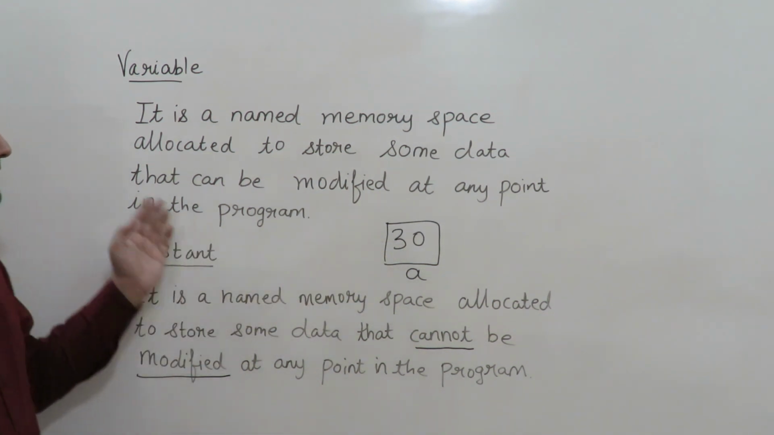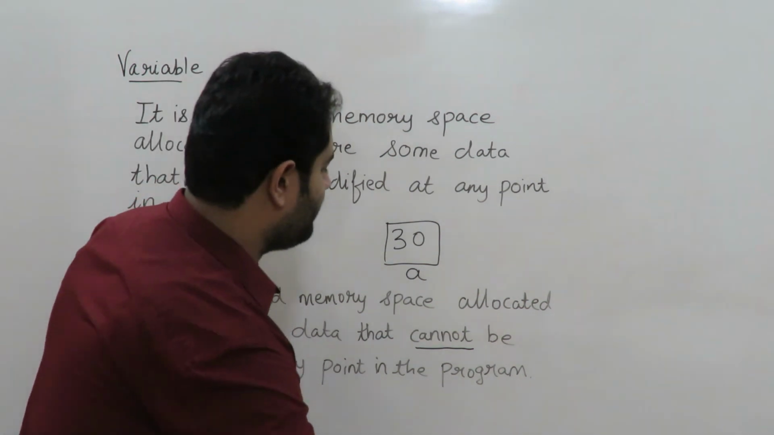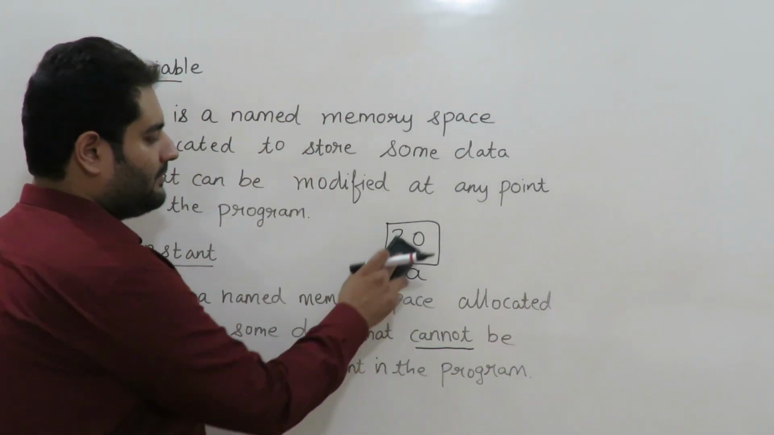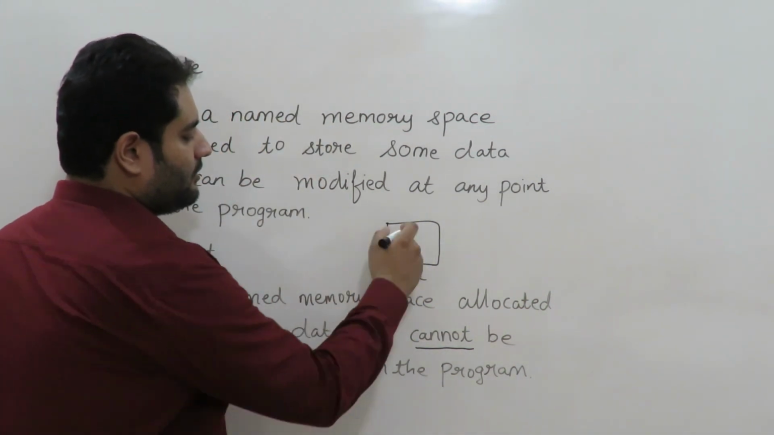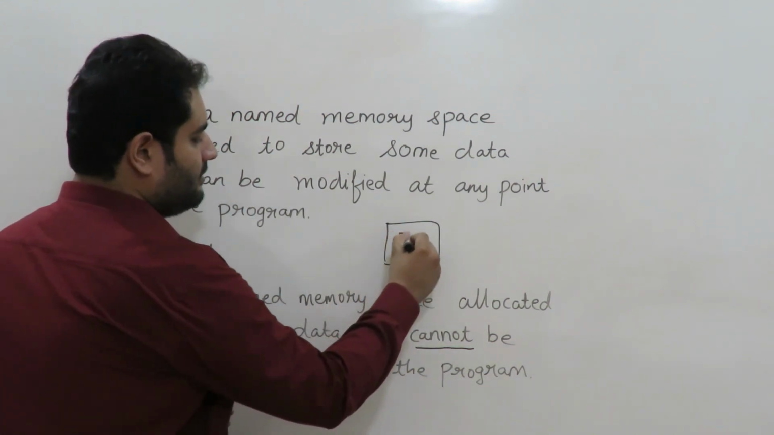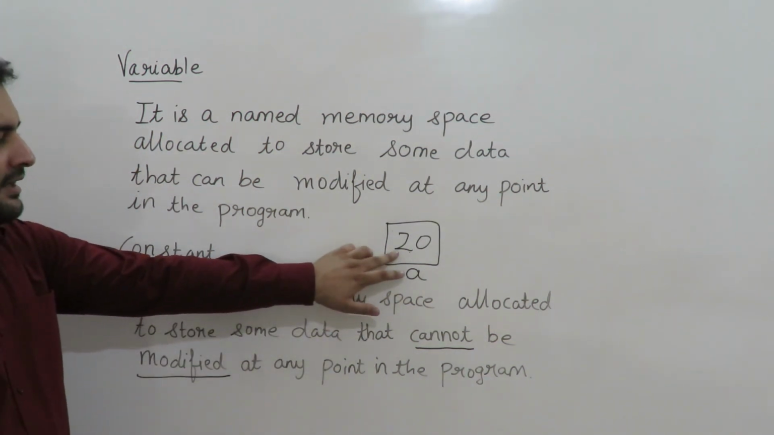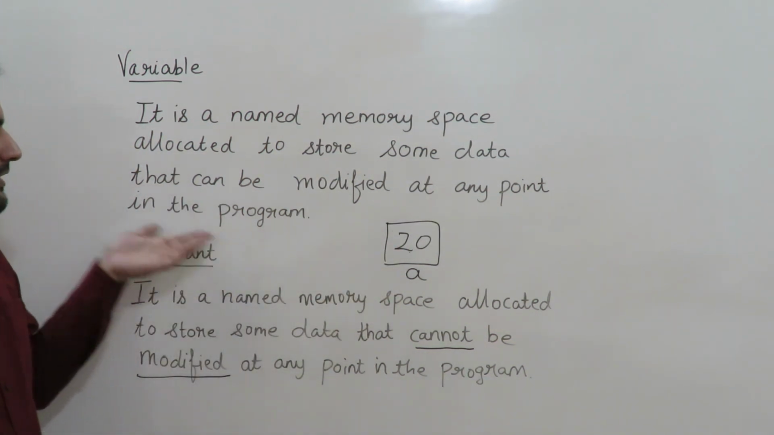Now this data can be modified at any point in the program. What is the meaning of modified? Suppose anywhere in the program I change the value of 30 to 40, or if I decrease it by 20, I can change it to 10 also. So a named memory space is storing some data and that data is getting changed or modified at any point in the program.